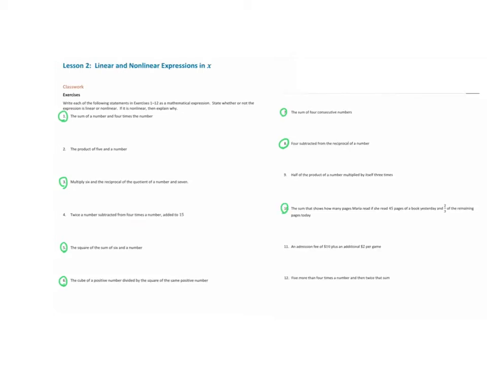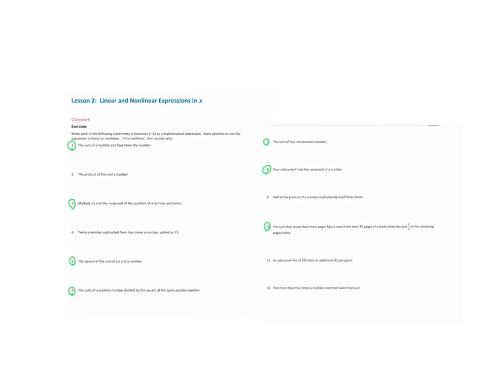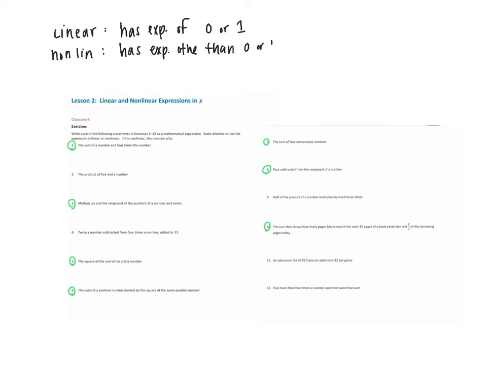Before we get into it, I just want to reiterate our rule for today. So, linear equations. Your linear equations have to have an exponent of 0 or 1. Okay? Nonlinear has an exponent other than 0 or 1.